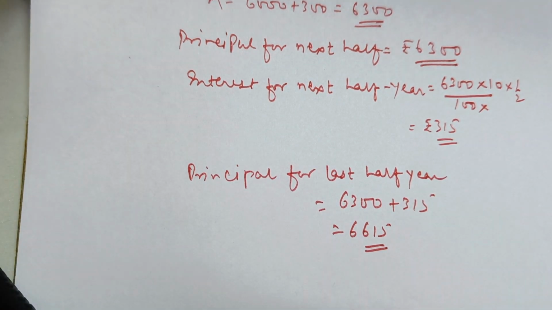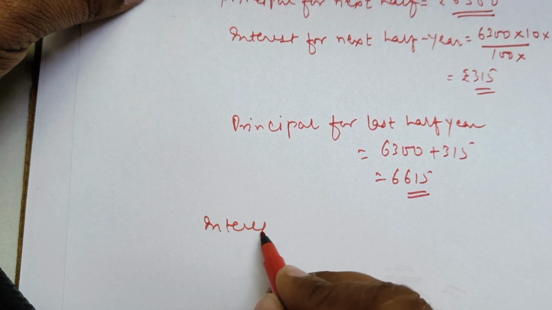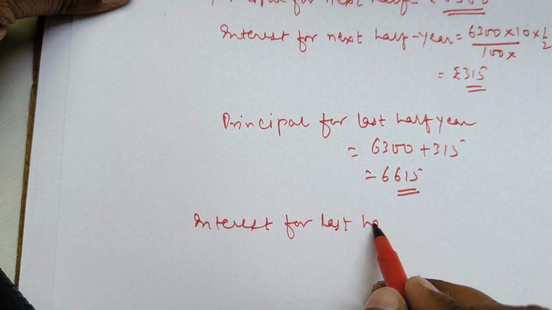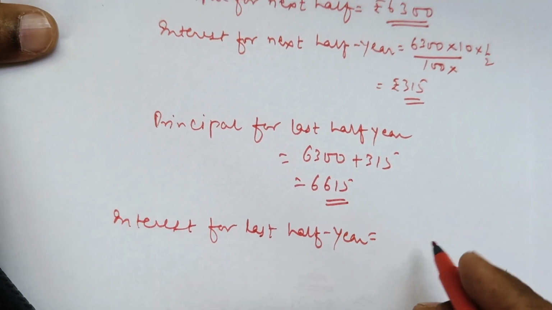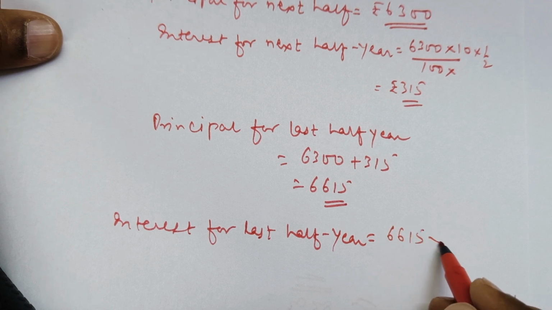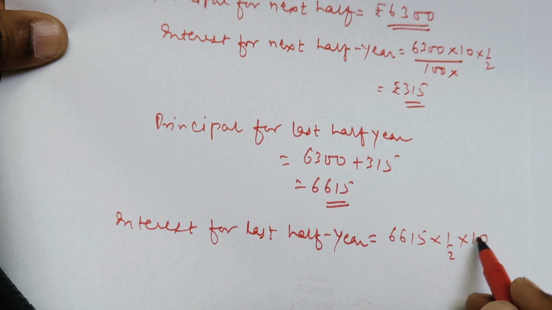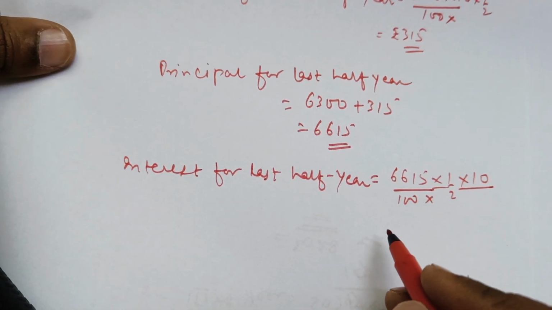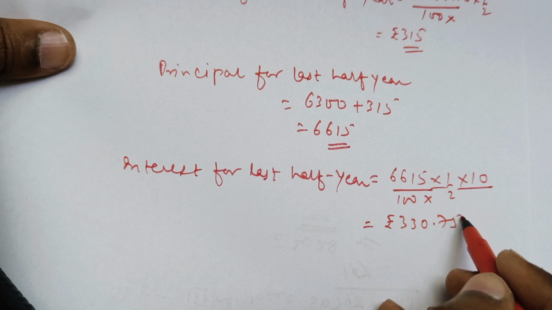Now we have to find the interest for the last half year. The interest for the last half year is equal to P, that is 6,615, rate is 10, time is 1 by 2, and upon 100. After solving this, we are getting the interest as 330.75.